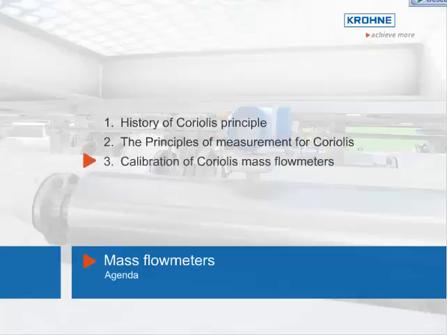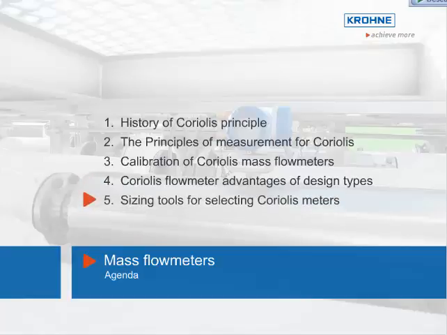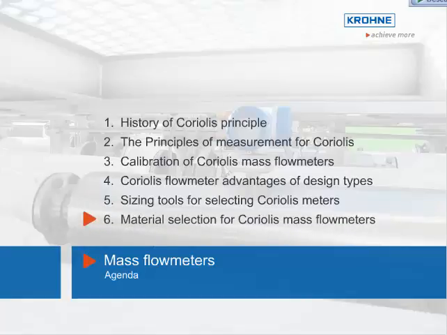You will be made aware of the process of calibrating Coriolis mass flow meters. Also, the various construction types of Coriolis meter will be described and the advantages explained to you. You will then be shown the process of sizing and the sizing tools for selecting Coriolis meters. And finally, in this module, we will show the importance of material selection for Coriolis mass flow meters. So, let's get started.